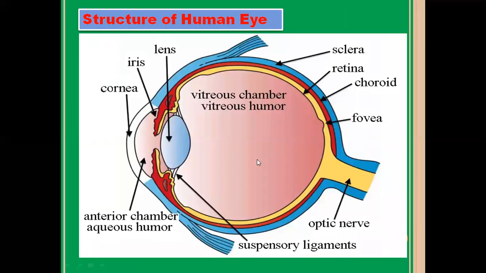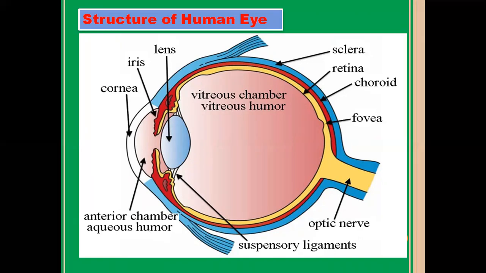Now, what is the structure of the eye? You can see this is the structure of the human eye. Just look at this one: sclera, retina, choroid, fovea, optic nerve, lens, iris, cornea, anterior chamber or aqueous humor, vitreous chamber or vitreous humor, suspensory ligaments. Okay, this is the structure of the human eye. Inshallah, one by one, we will discuss the human eye.